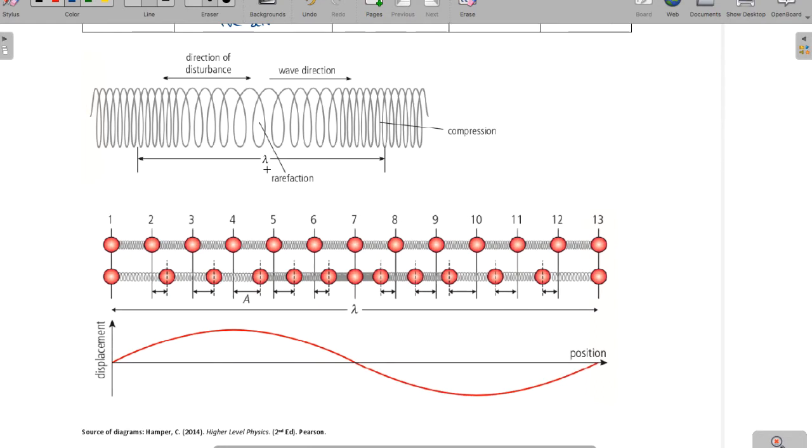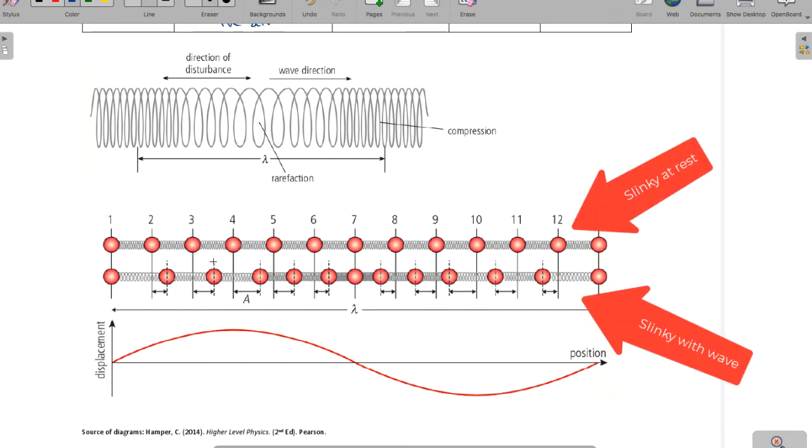What I wanted to point out on this diagram is how to find the wavelength of a longitudinal wave, which can sometimes feel confusing at first. You just go from one point in one compression to the same point in the next compression, or you could use the rarefaction as well. So here you see the center of one compression to the center of the next compression. That's one wavelength.